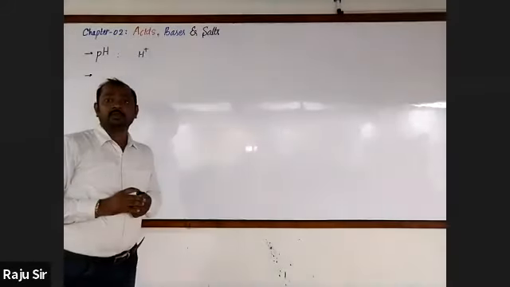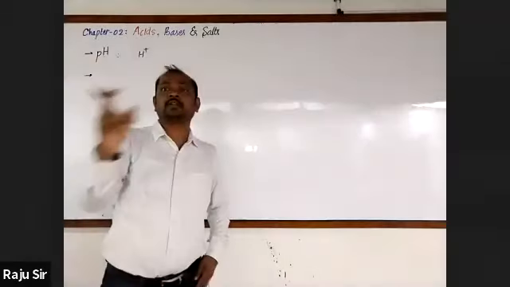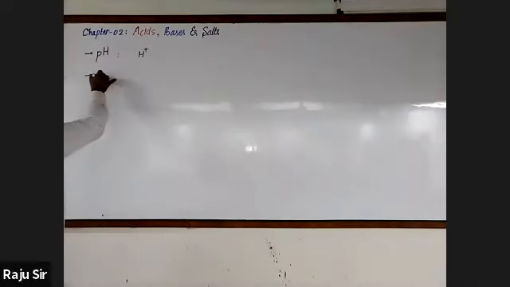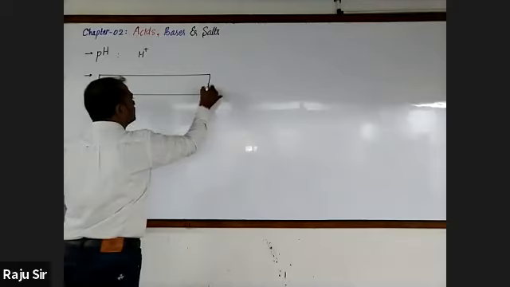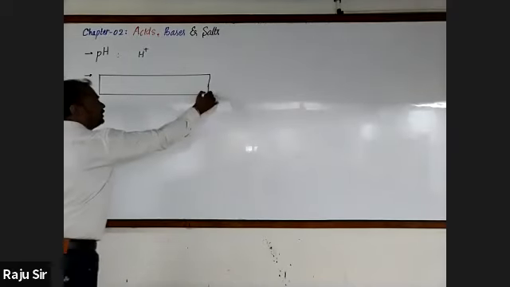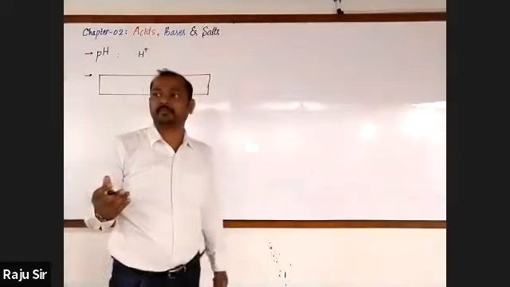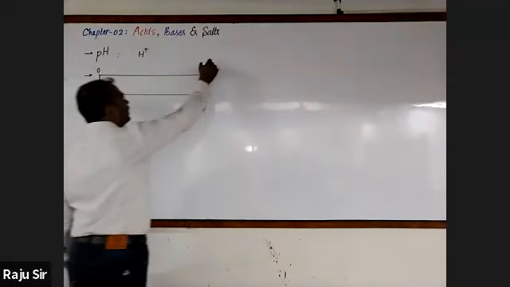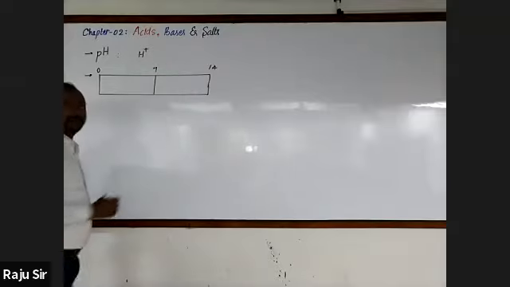We also know the diagram of the pH scale, where we can come to know hydrogen ion concentration as well as hydroxide ion concentration. Let me briefly explain that. It is a pH scale, and in that, the numbers will be there. What is the range of the pH scale? It is 0 to 14. Here I'm writing: this is 0 and this is 14, and the middle number is 7.